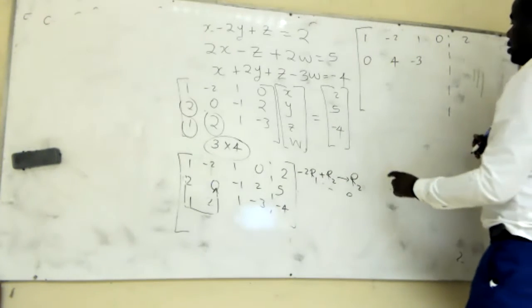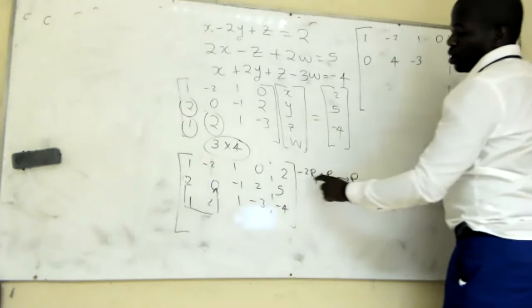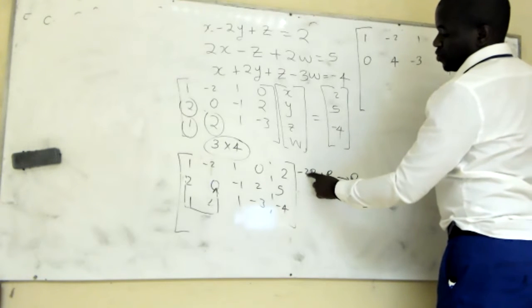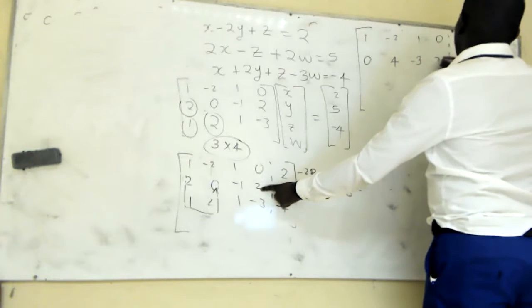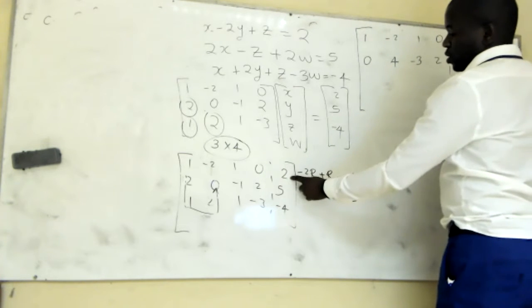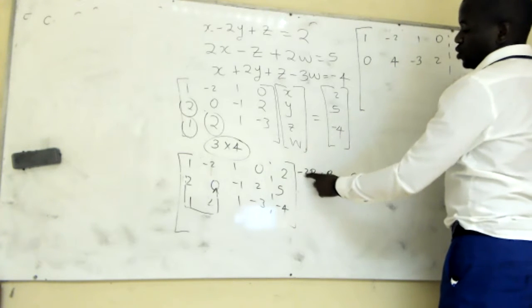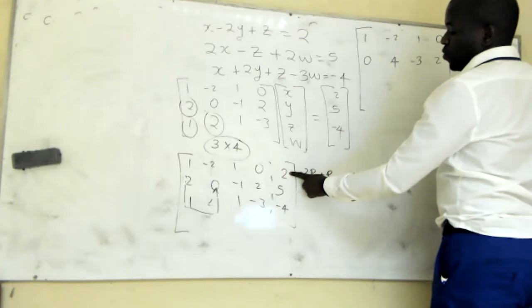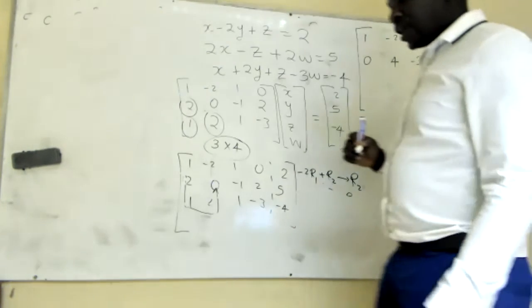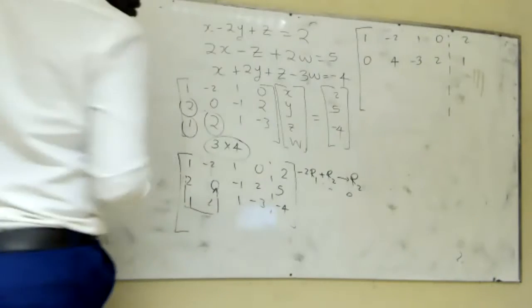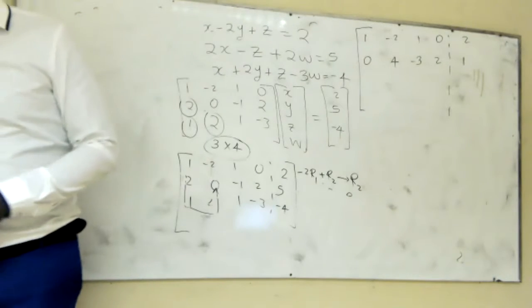Okay, and then here we have -2 multiplied by 0, which is 0, plus 2, and that will give us a 2. And then on the other side, we have -2 into 2 is -4 plus 5, which gives us a 1. Is that okay? Yeah, it's okay.